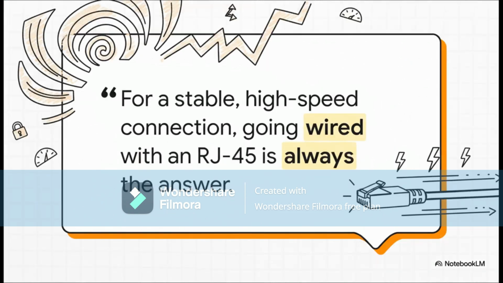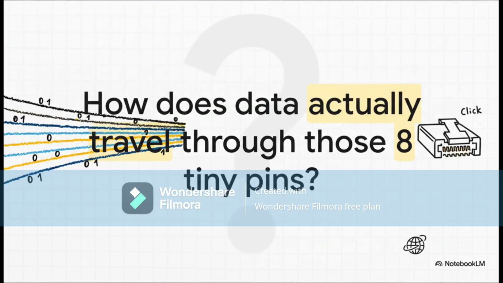So if you only remember one thing from all of this, let it be this. If you need a rock-solid, high-speed connection that absolutely won't let you down, going wired with an RJ45 is always the right call. And there you have it. Now you know exactly what's behind that satisfying little click of your internet cable. But it does make you wonder, doesn't it? How does data actually travel through those 8 tiny pins? Well, that's a whole other story for another time. Keep asking questions.